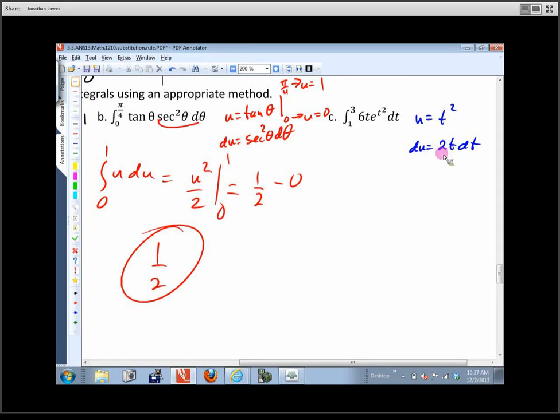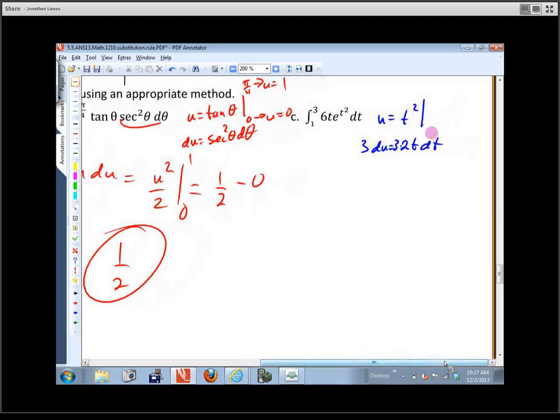Again, my personal preference here is to change this so that it looks right. I'm going to multiply this side by 3 and that side by 3. And I'm going to change the variables here. So I'm going to plug in a 1 and a 3. That's going to make my new lower limit and my new upper limit. So this is going to be a 1 and this is going to be a 9. So this is going to be the integral from 1 to 9. Wherever there's a 6t dt, I'm going to put a 3 du. And wherever there's a t squared, I'm going to put a u.